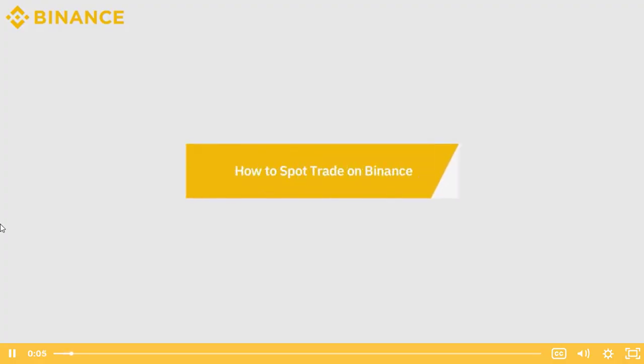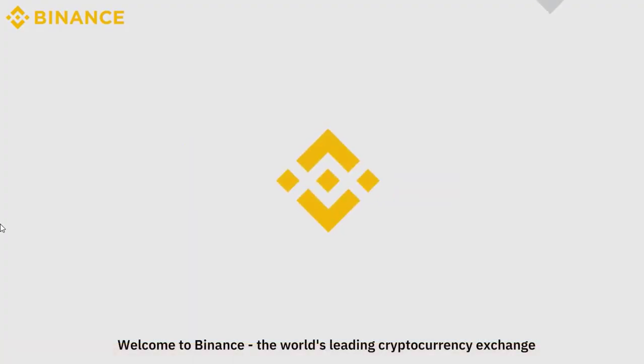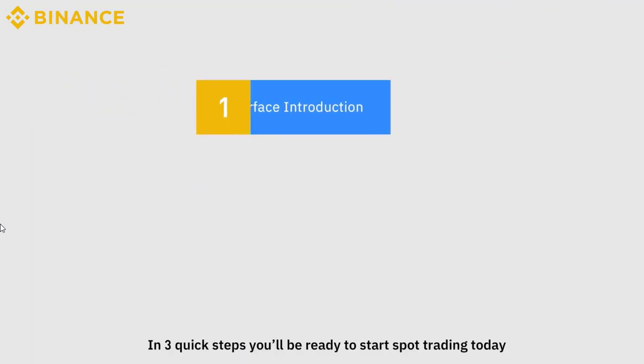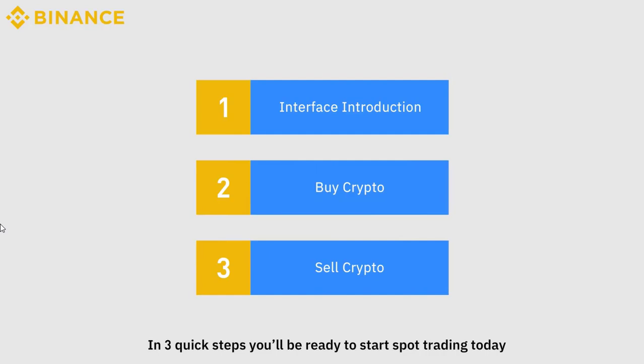How to spot trade on Binance. Welcome to Binance, the world's leading cryptocurrency exchange. In 3 quick steps, you'll be ready to start spot trading today.